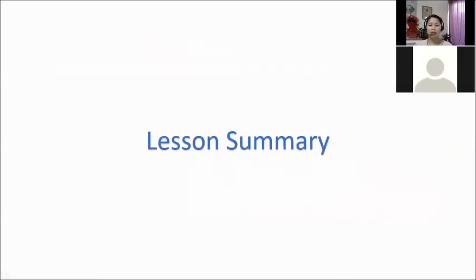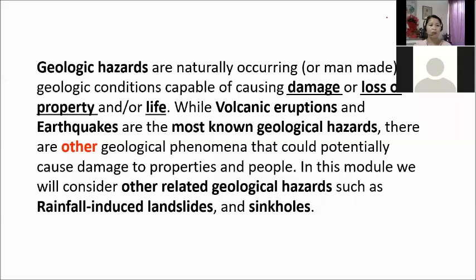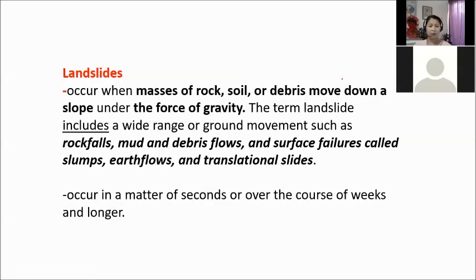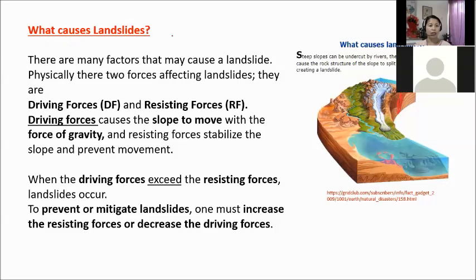Okay, for our lesson summary, geologic hazards are naturally occurring or man-made. So, ang common, volcanic eruption and earthquakes, but we also have these other geological hazards, the rainfall-induced landslide and sinkholes, which covers the discussion this afternoon. And then landslide occur when mass of rock, soil, and debris move down the slope under the force of gravity. So, what causes landslide? Landslide are driving force and resisting force. So, if driving force is greater than resisting force, then landslide would happen. So, to prevent and mitigate landslide, one must increase the resisting force or decrease the driving force.